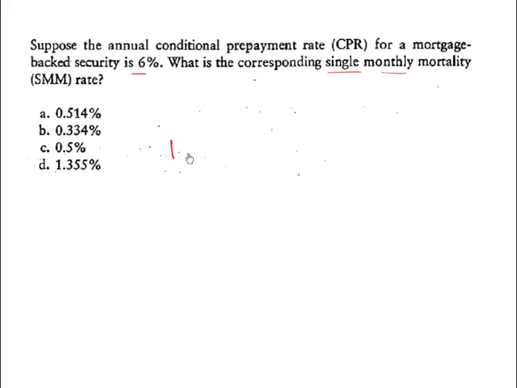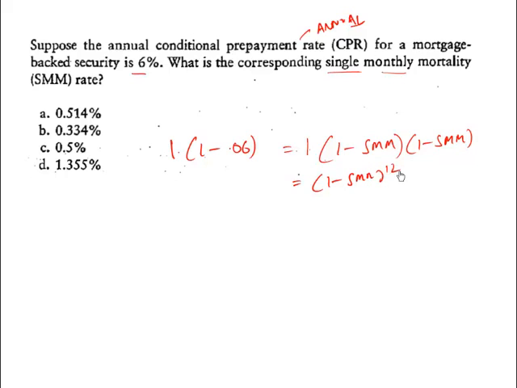So if $1 was outstanding, then in a year, please note the conditional prepayment rate is an annual rate. So 6% will be repaid at the end of the year, or what will be outstanding will be 1 minus 0.06. If SMM is the monthly prepayment, then if $1 was outstanding at the beginning, 1 minus SMM will be outstanding after the first month, another SMM will be repaid in the second month, and what will be left will be (1 minus SMM) to the power 12 by the end of the 12th month.